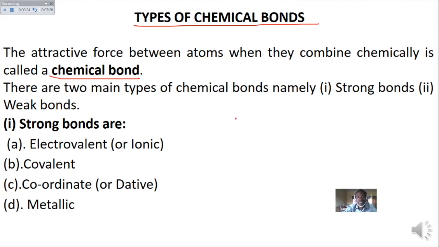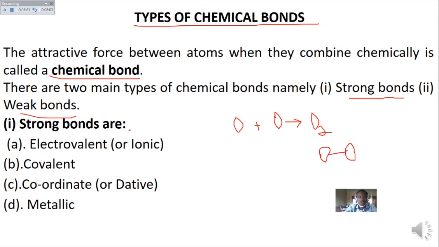You know, when you're talking about atoms, you're talking about an oxygen atom plus another oxygen atom, and this will give us O2. Yes, the two atoms combine chemically as a result of what we call attractive force, and that leads to what we call a chemical bond. This bond that we have here is of two types. We have the strong bonds and the weak bonds.